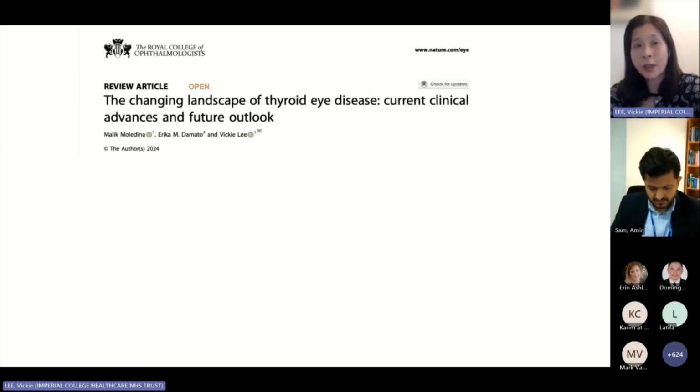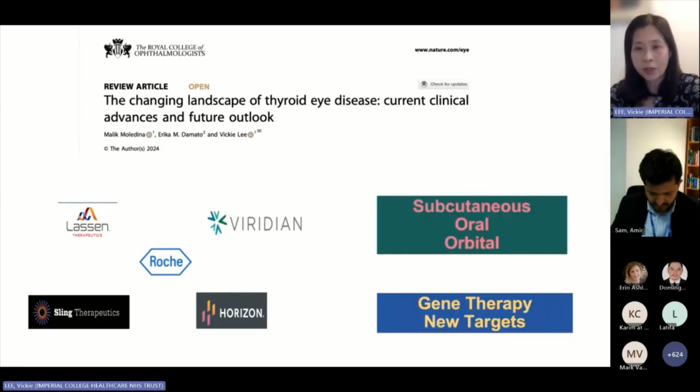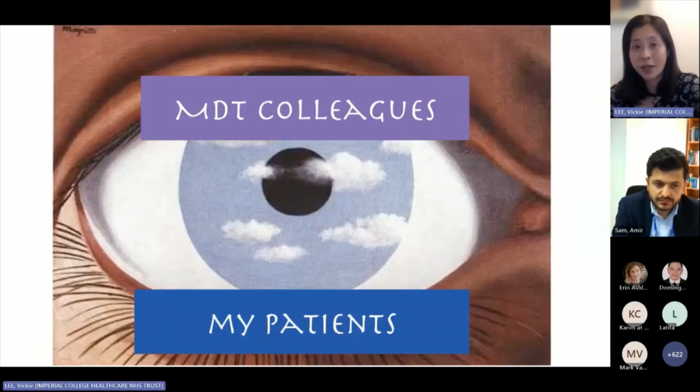For those who are interested, this is a review we published recently. It's open access. These are the trials currently running in the UK. I'm running several of these. So for those who are interested, please contact me. Going forward, subcutaneous, oral, and intraorbital agents are in development. Hopefully, we are looking at new targets and gene therapy.